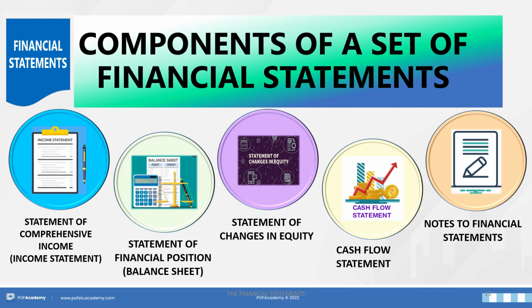Let's move on to the components of a set of financial statements. We have here the statement of comprehensive income, also known as income statement or statement of operations. In the statement of comprehensive income, there are two reports. One is a statement of profit or loss, and the other one is the statement of other comprehensive income. We also have the statement of financial position, also known as balance sheet. Next is the statement of changes in equity. Next is the cash flow statement. And lastly, notes to financial statements.